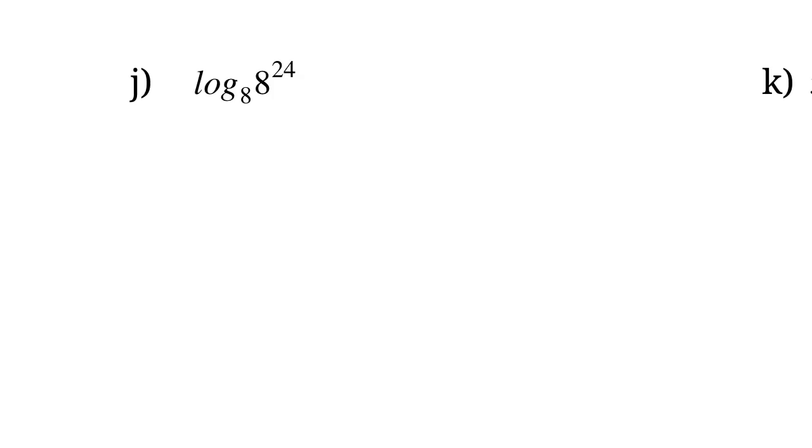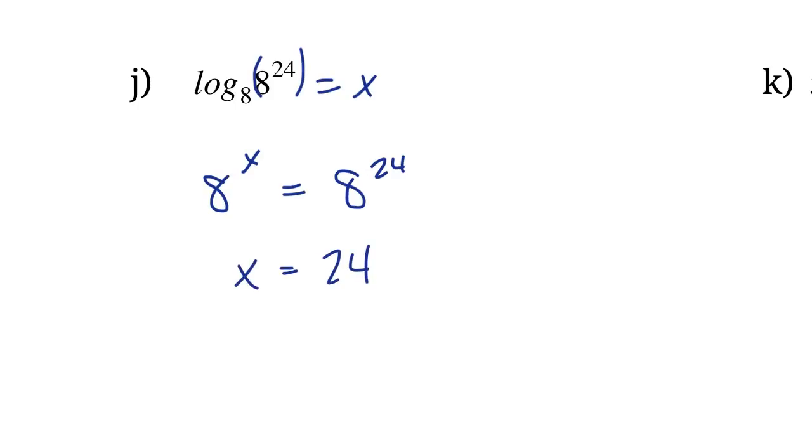So here we have an interesting one. 8 to the power of what will give us 8 to the power of 24, right? If we wrote this out in exponential form, it's like saying 8 to the power of x equals 8 to the power of 24, right? This whole thing is the thing that's in the log, so it just looks like that. And when we write it out like that, it's super obvious. What's the answer to this? x has to be 24, right? To make that equation balance. So this looks like a super obvious question.